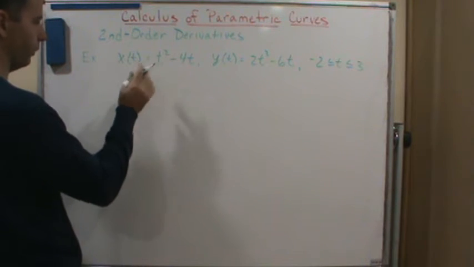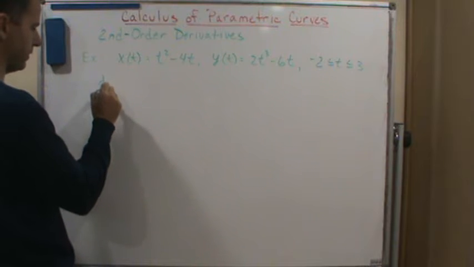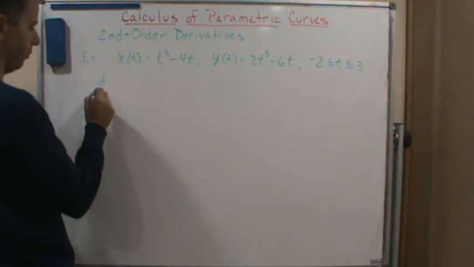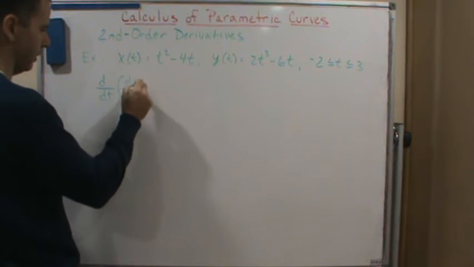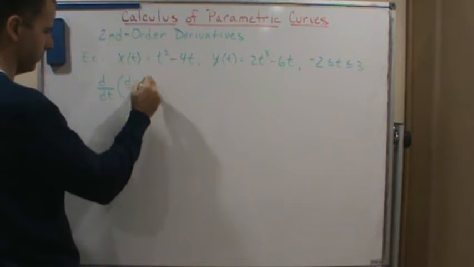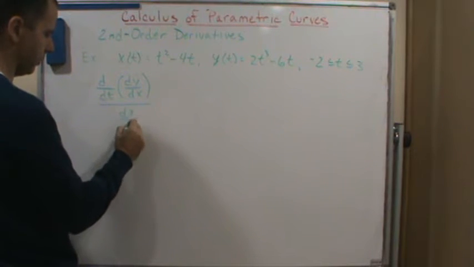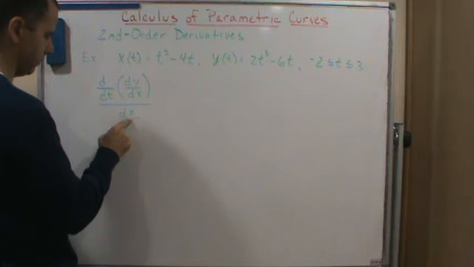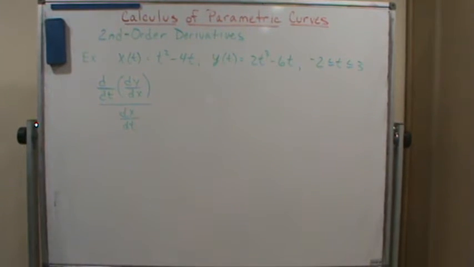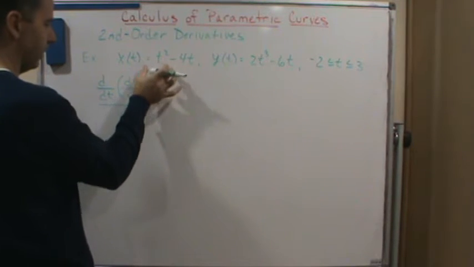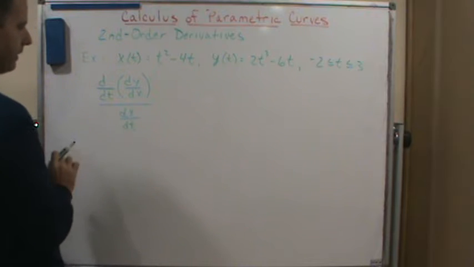what do we need to do? Well, we need to take the derivative of both of these, right? Because remember, the formula is the derivative with respect to t of dy/dx over the derivative of x with respect to t. Okay, so we start by finding this and this. Well, to find this, we also need to find this, right?